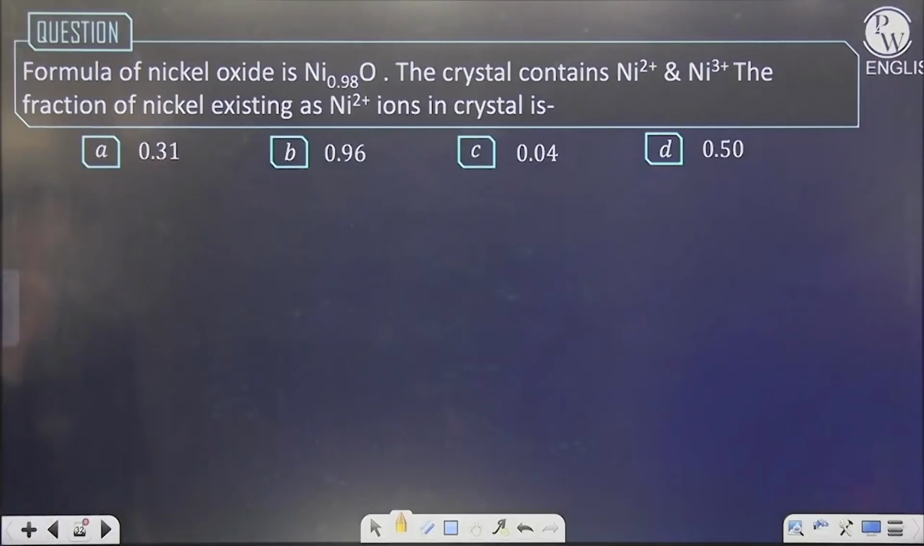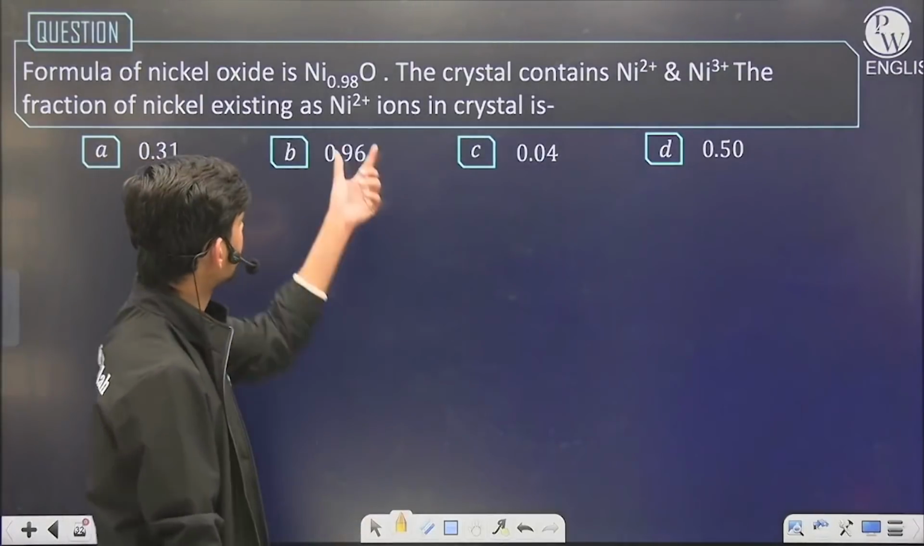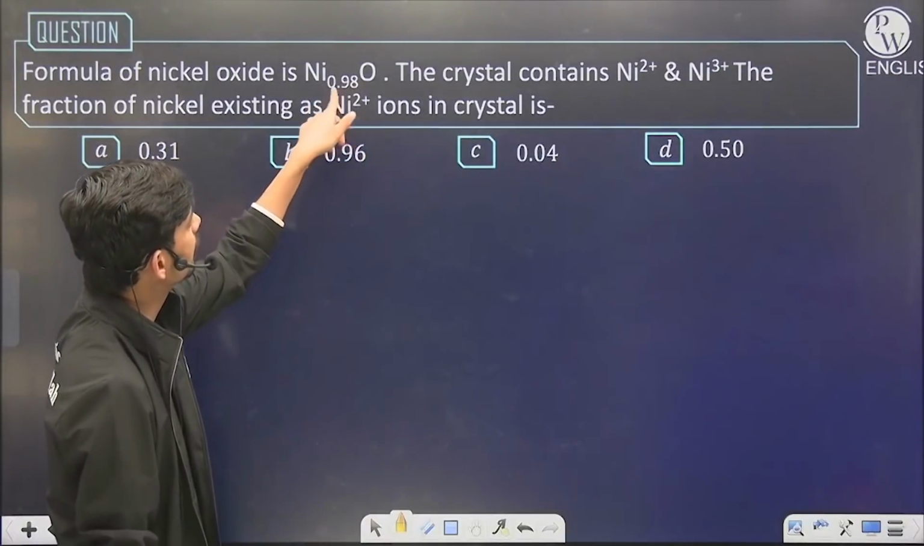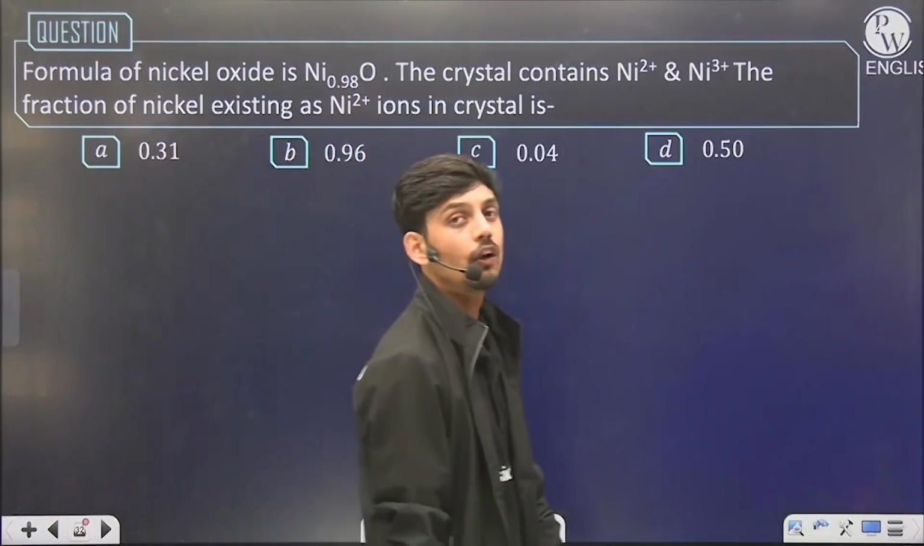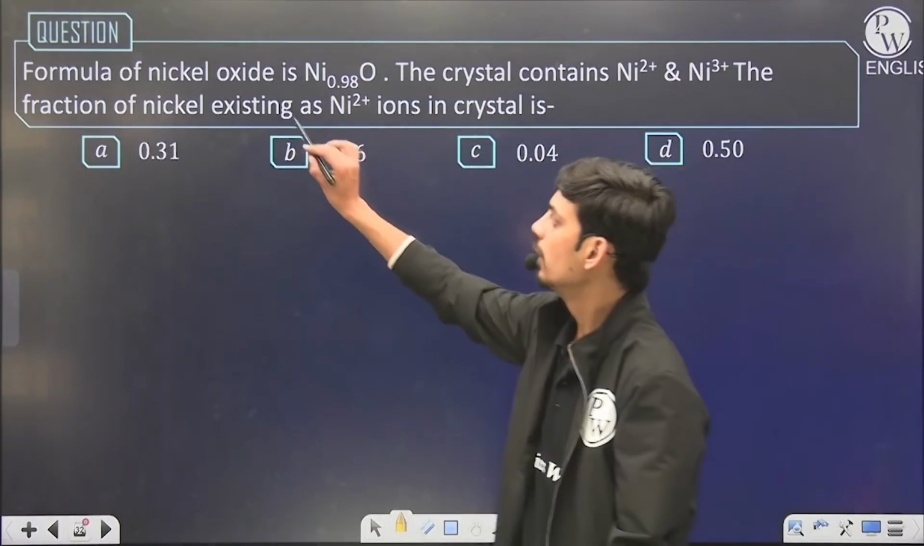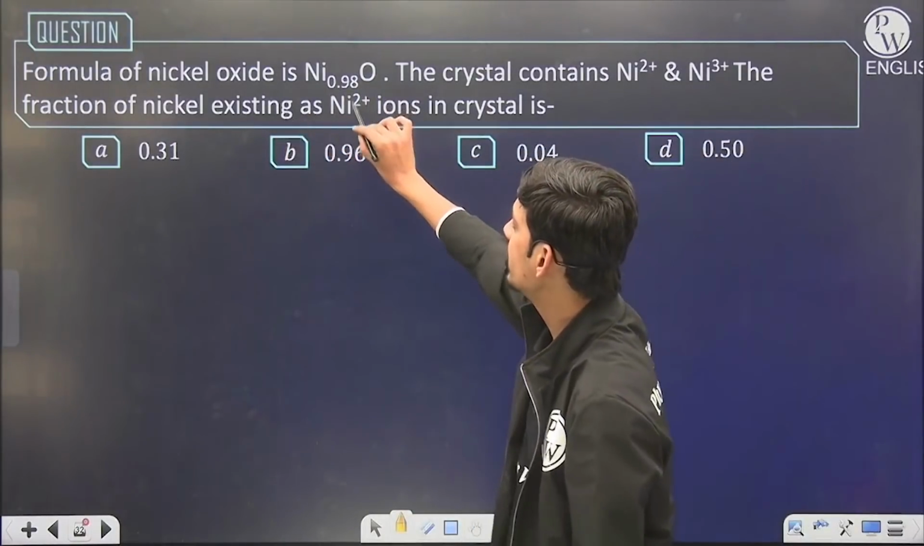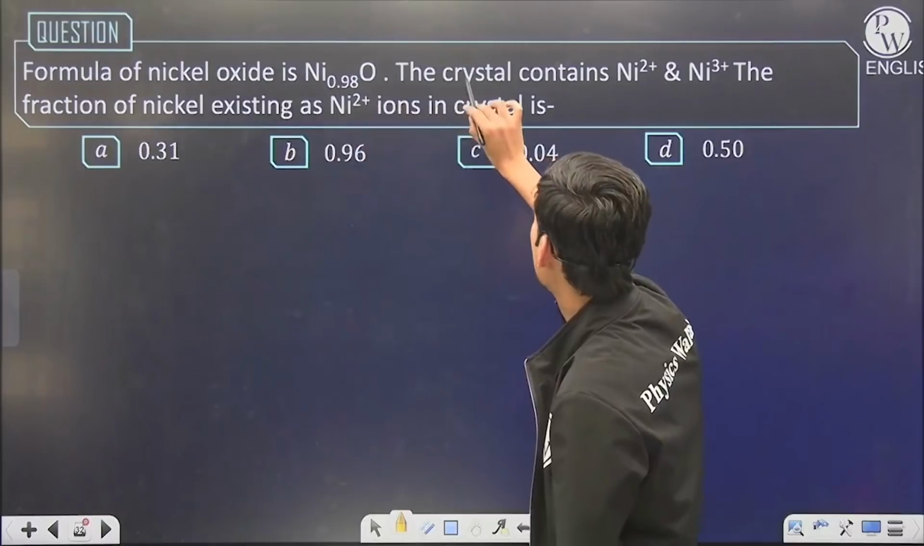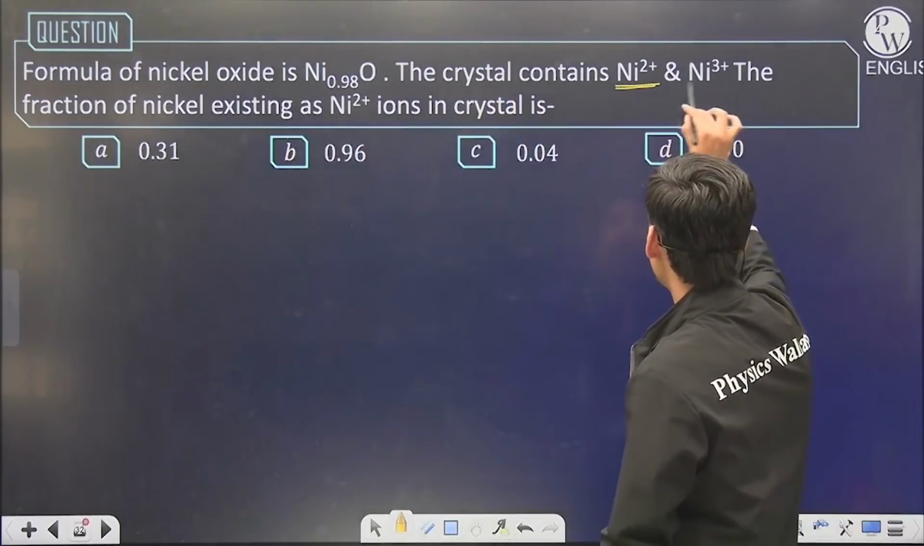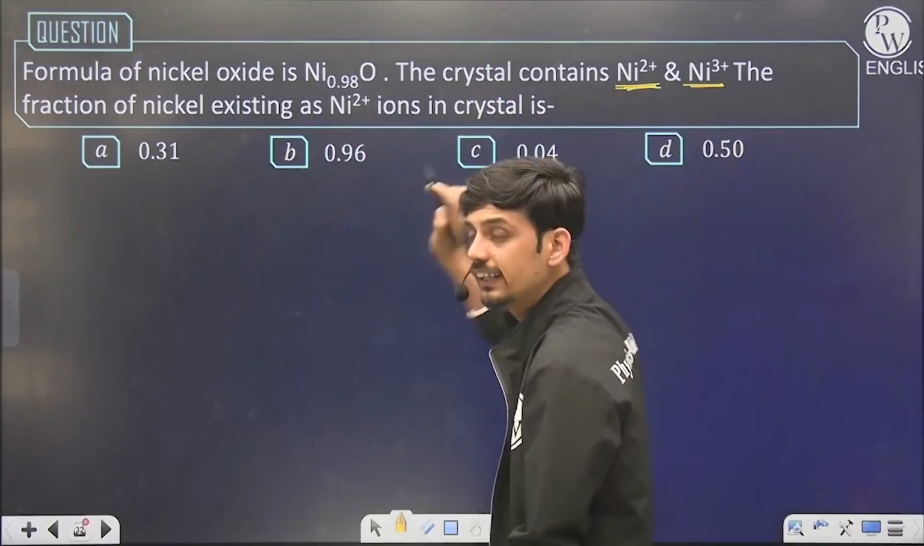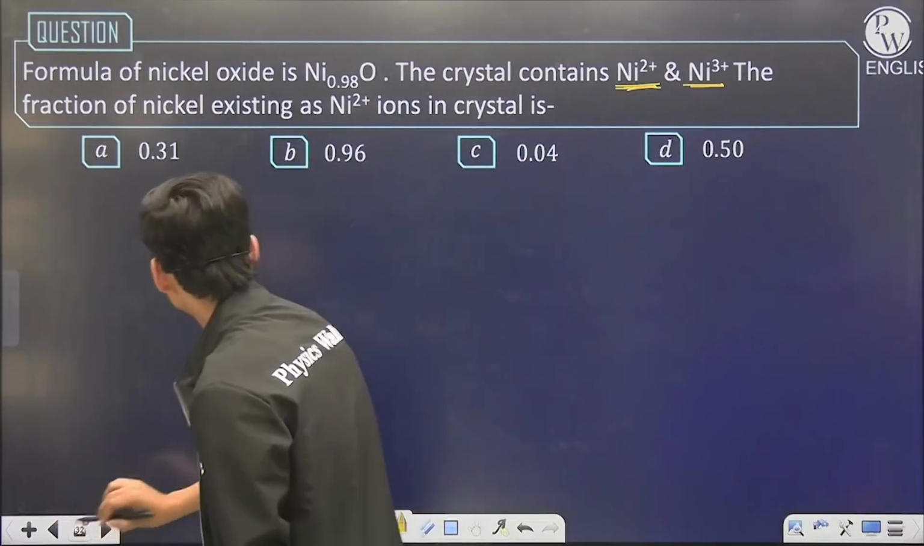Now let's see a question based on the metal deficiency defect. You can see in this question nickel is in fraction. The fraction represents non-stoichiometric ratio. So the formula of nickel oxide is nickel 0.98 oxygen. The crystal contains nickel 2 plus and nickel 3 plus. Nickel is present in 2 different variable states, similar to this iron case.